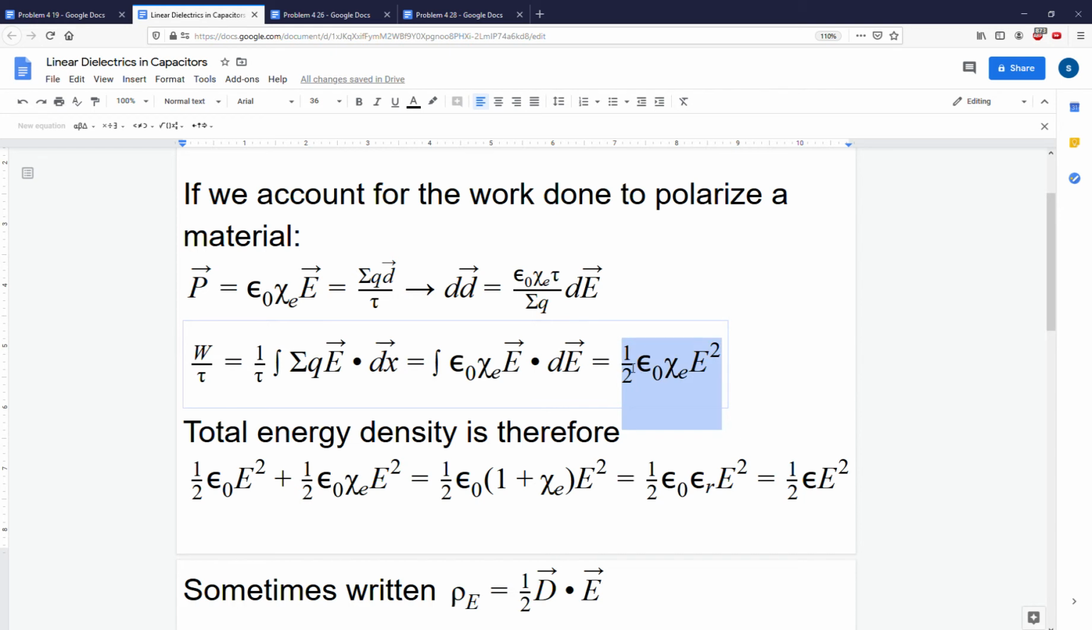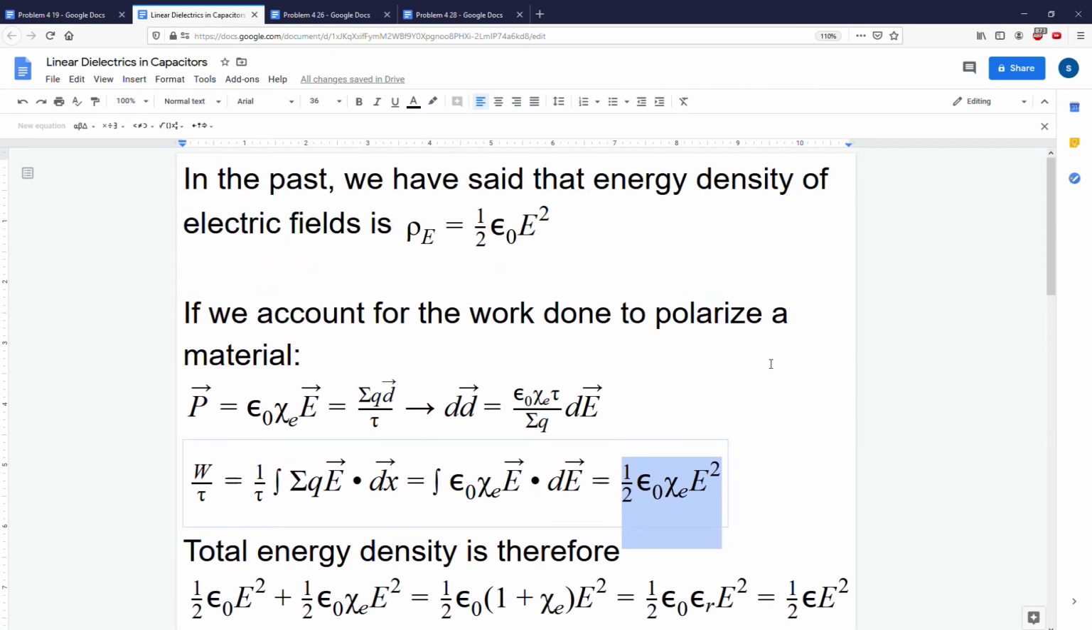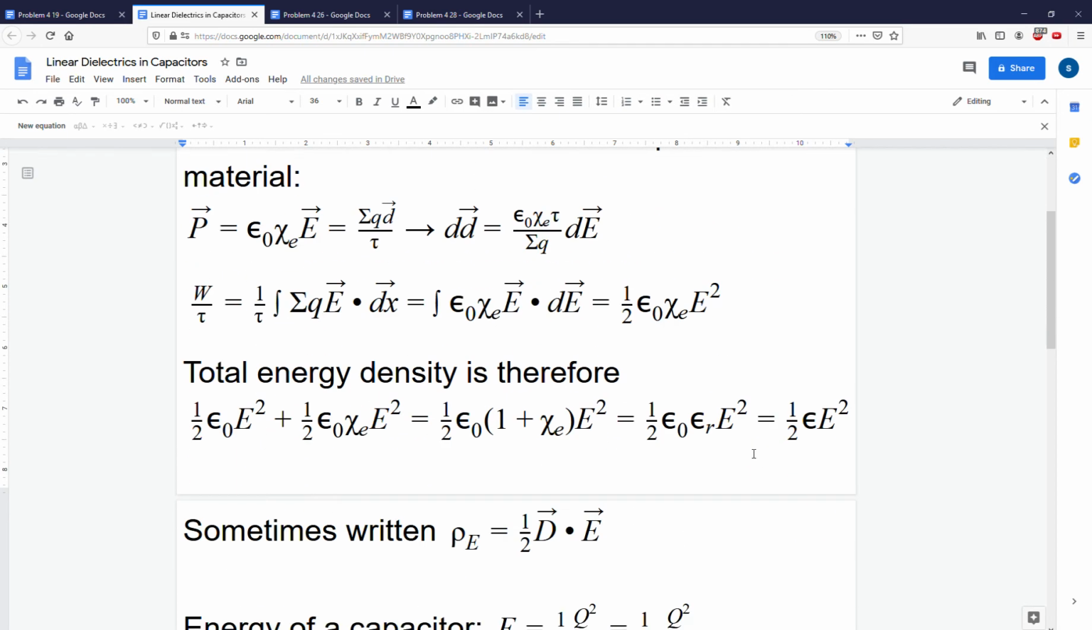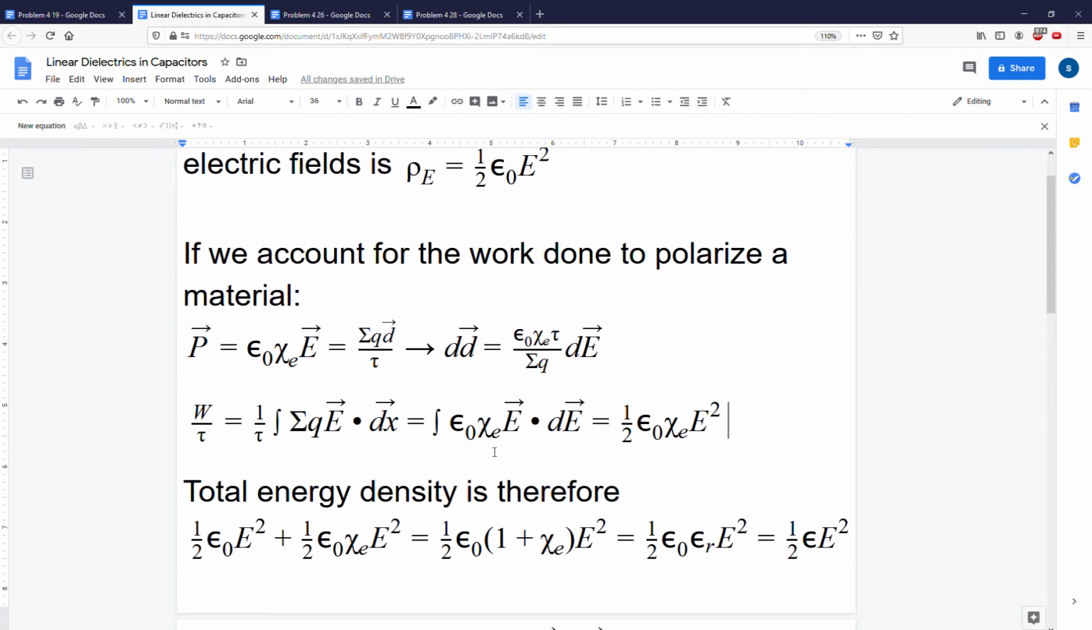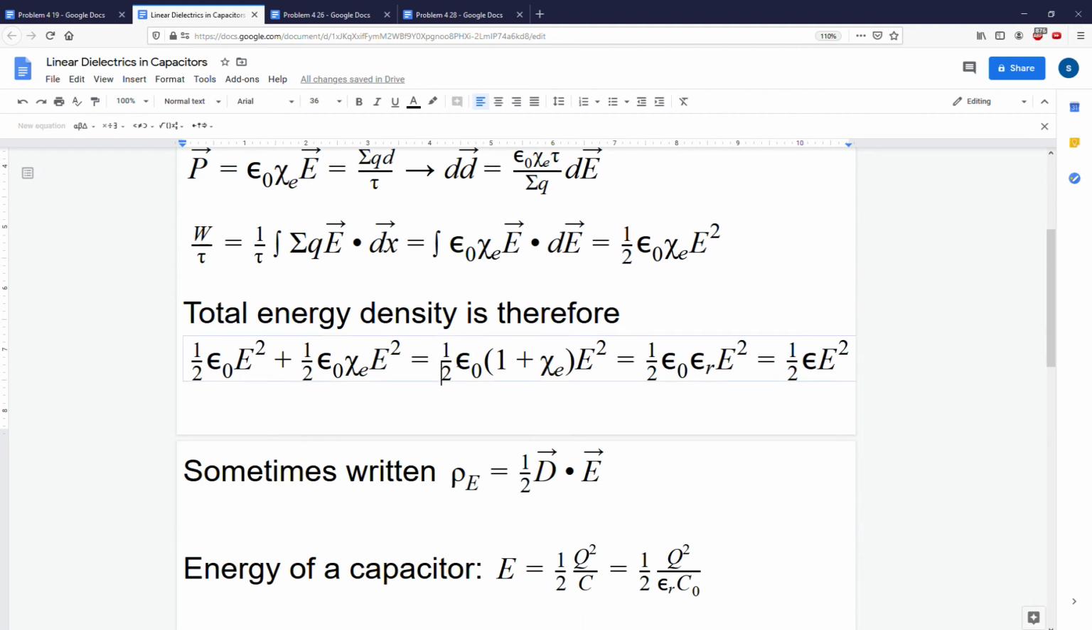So keep in mind, this is just the energy from polarization. It is not any of the energy that was initially included in this term. So that for the total energy per unit volume, we need to add this and this. So 1/2 epsilon naught E squared plus 1/2 epsilon naught chi E squared. I just did a little bit of algebra here and got this formula. Then we can remember 1 plus chi E, well, that is the relative permittivity right there. And relative permittivity times permittivity of free space becomes the absolute permittivity.